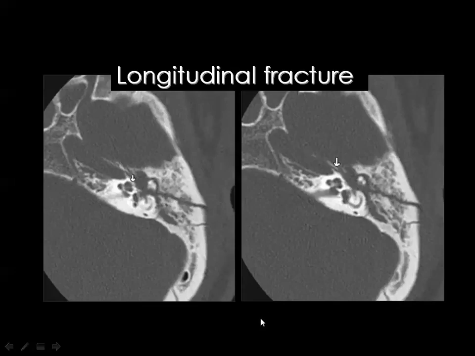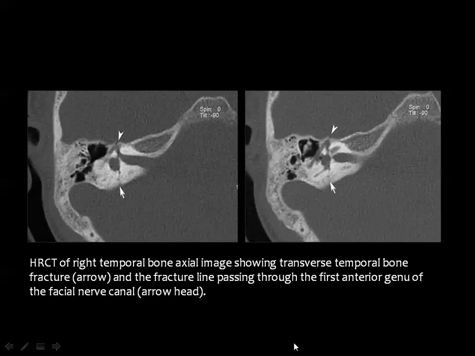And here you see a longitudinal fracture of the temporal bone with more or less intact ossicles, but they are surrounded by soft tissue density representing hemotympanum, and also you can see blood in the mastoid antrum as well as in the mastoid air cells.